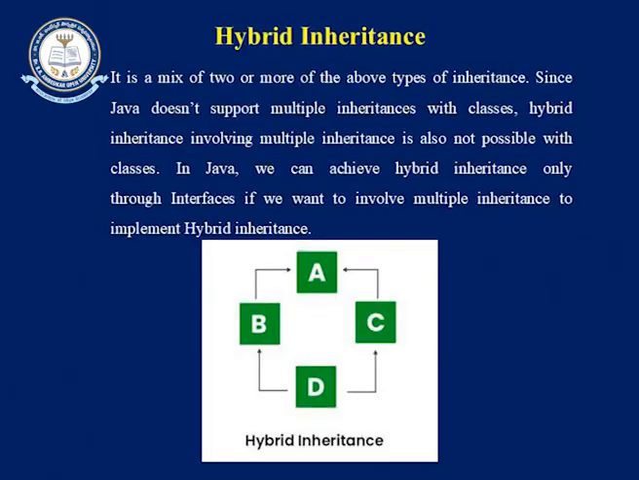Next one is hybrid inheritance. What is meant by hybrid inheritance? Till now we discussed simple inheritance, multi-level inheritance, multiple inheritance, and hierarchical inheritance, four types of inheritance. We can combine any two of those, either simple and multiple inheritance, or multi-level and multiple inheritance, simple and multi-level, or hierarchical and multiple. Like this you can combine any two inheritances, and that is known as hybrid inheritance.